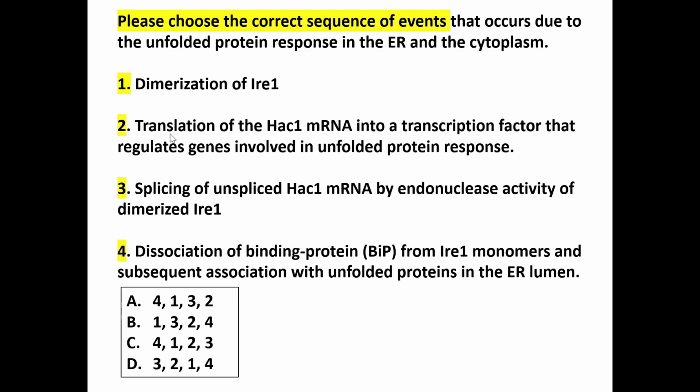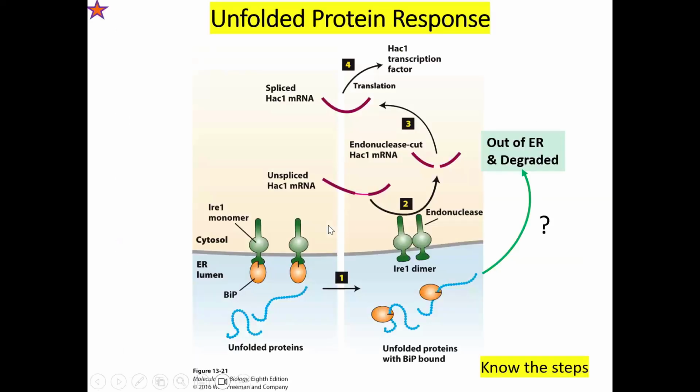Now let's take a look at this, the translation of HAC1 mRNA into the transcription factor, then splicing of the unspliced mRNA. Before the translation, the splicing must happen. So it's 3, and then translation of that happens. So very straightforward. So just know, as I said, know the steps, and you should be good.